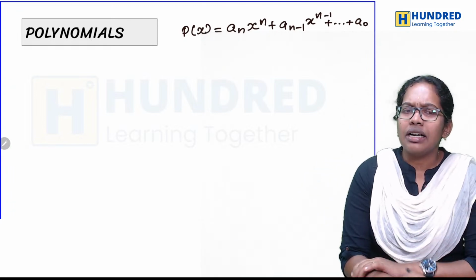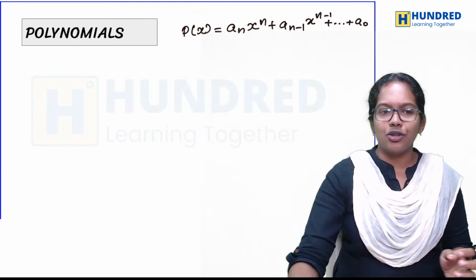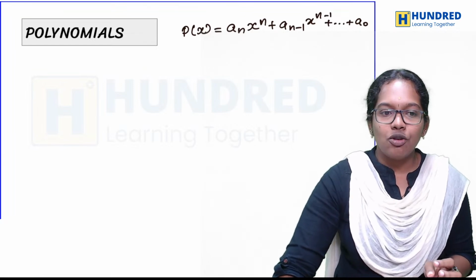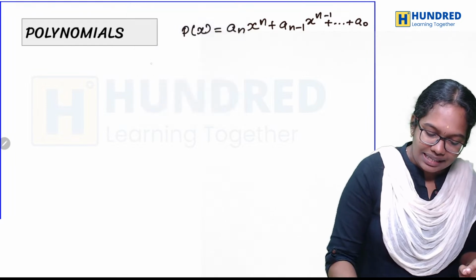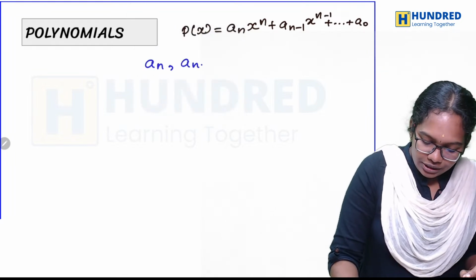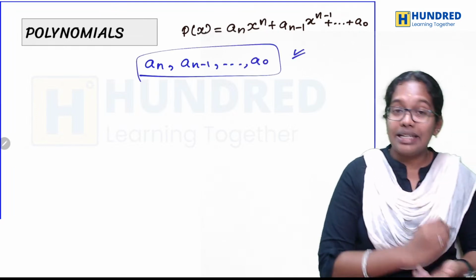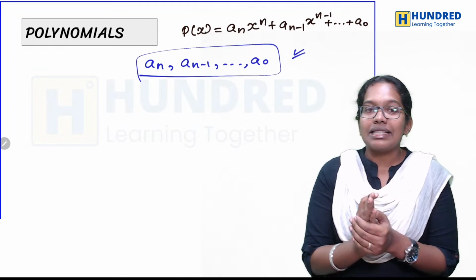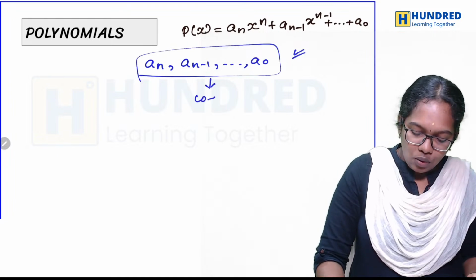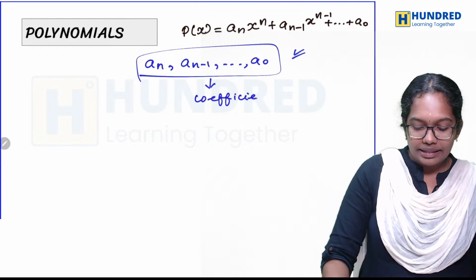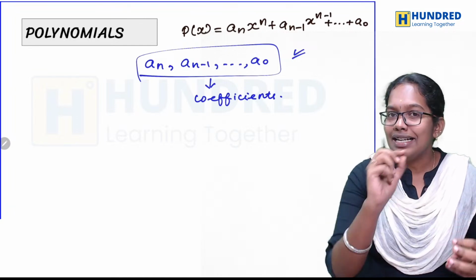Here, what are a n minus 1 up to a naught called? Do you know what these are called? Tell me. I'm asking: a n minus 1, it goes on up to a naught. What are these called? These are called the coefficients of the variables. And these coefficients are going to be real numbers.